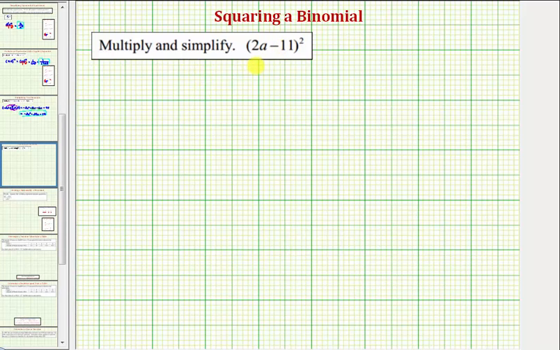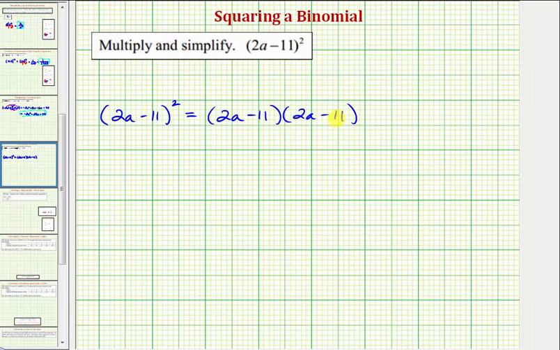We're asked to multiply and simplify, and we're given the square of a binomial. We have the quantity 2a minus 11 squared. So when squaring a binomial, there are no shortcuts. We cannot just square the first term and square the second term. If something is squared, we know we have two factors of the base. So this is equal to the quantity 2a minus 11 times the quantity 2a minus 11.